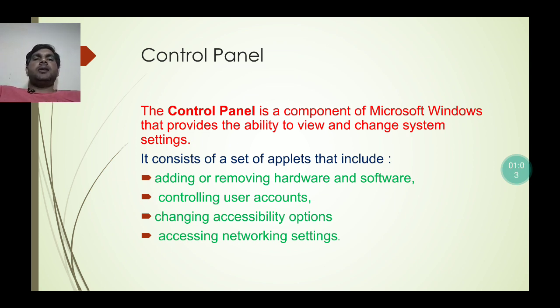With the help of this we can change different kinds of settings. For example, adding or removing hardware and software. We can add or remove any hardware or software with the help of control panel. Suppose we have to install a printer, we have to use a printer with our system. Then we will have to install the specific software driver of the printer to run our printer properly. So this driver will be installed in control panel.